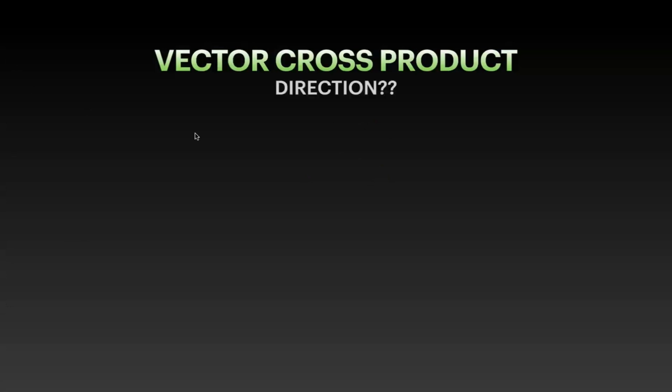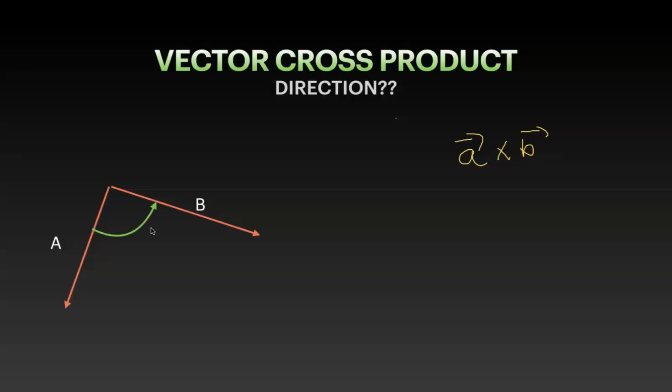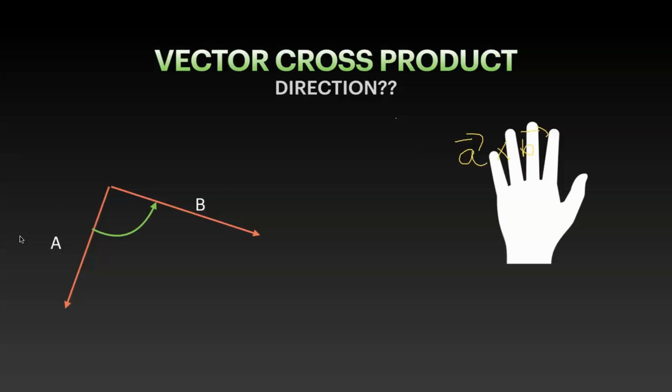Okay, first assume you have a vector A and another vector B. And what you have to do is find out A cross B. How do you perform this? First, in this direction, you have to perform A cross B. Now, to find out the direction of the final vector, first keep the tip of your fingers facing in this direction.